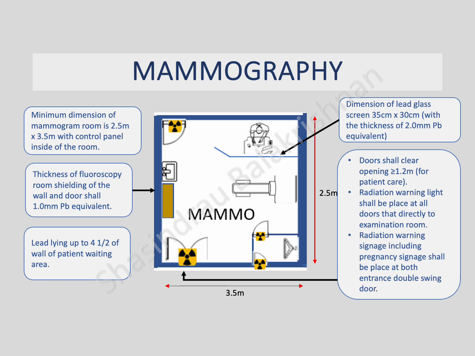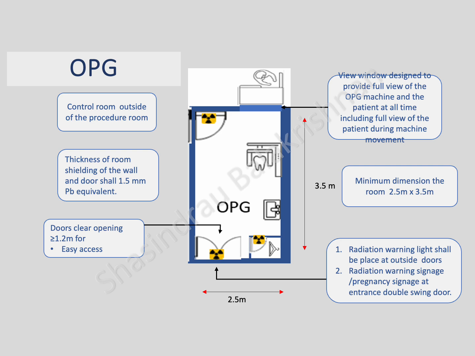from stray radiation. The OPG, orthopantomogram, room requires a minimum internal dimension of 2.5 meters by 3.5 meters, with a control room located outside the procedure room to minimize operator exposure. The walls and doors must be shielded with 1.5 millimeters lead equivalent to protect adjacent areas from scattered radiation. Doors should have a clear opening of at least 1.2 meters to allow easy access for patients and equipment.